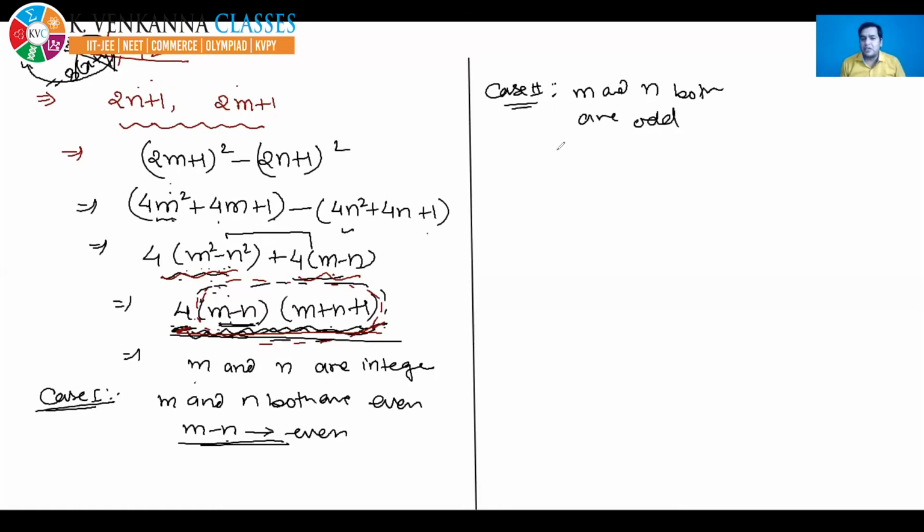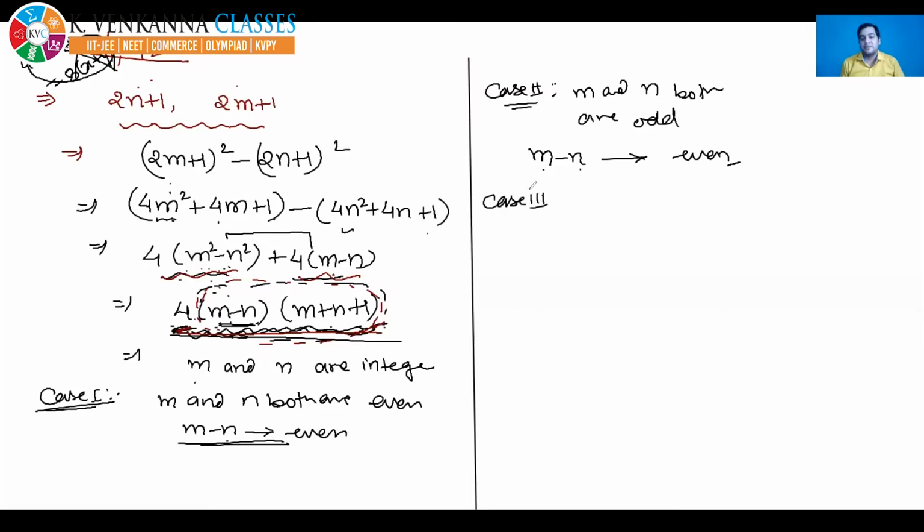So the second case is m and n both are odd. If m and n both are odd, then in that case m minus n will again be even, because odd minus odd you get an even number. For example, 7 minus 3 you get 4. So odd minus odd is even, and again if m minus n becomes even, the whole thing becomes a multiple of 2 and this whole number becomes a multiple of 8.